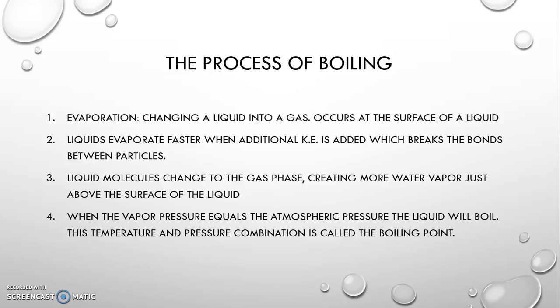All right, so let's talk about what happens on the scientific level with boiling. In order for something to boil, you've got to add energy. So we increase the kinetic energy and we allow the liquid at the surface to change into a gas. So we've got the evaporation going on before it actually starts to heat up. As it evaporates and you add that additional kinetic energy, the bonds are going to break between the particles and those liquid molecules are going to start to change to the gas phase a little bit quicker.